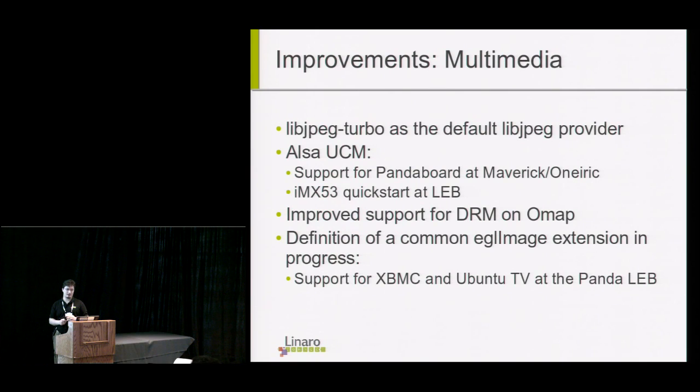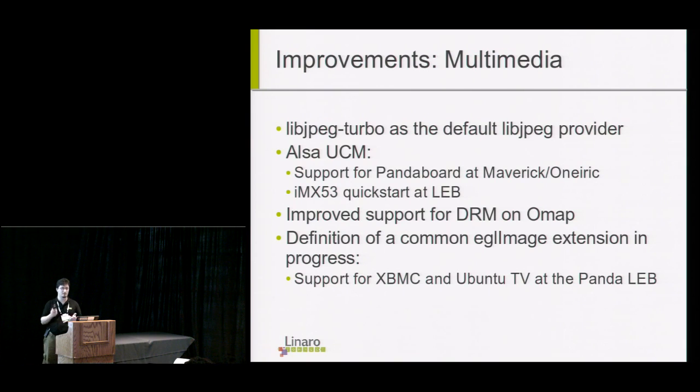Another area that was also pretty important for us to make available and to improve in Ubuntu was multimedia. I think Ubuntu and Debian as well were among the only distributions that didn't switch to libjpeg-turbo at that time when we started the project. So there was a lot of work comparing and benchmarking and making sure that it was ABI compatible. But now we are glad to say that libjpeg-turbo is finally the default libjpeg provider in Ubuntu, and this affects not only ARM but x86 as well.